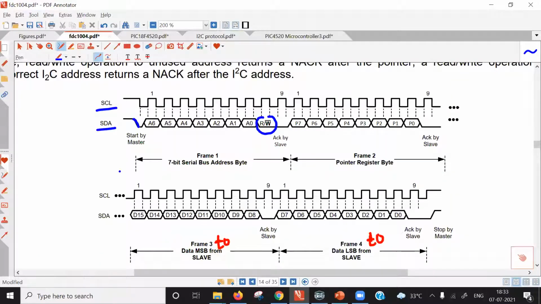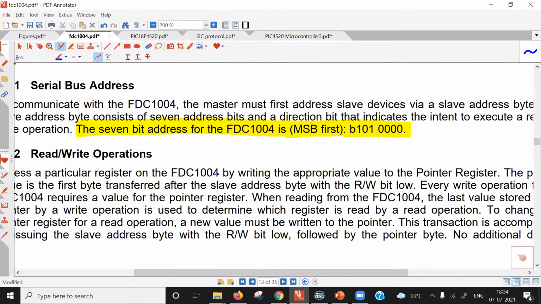Let me open the datasheet of the FDC1004 IC. In this datasheet, the 7-bit address for FDC1004 is given, and here B stands for binary. So in binary, with the MSB first, it is 1010000.